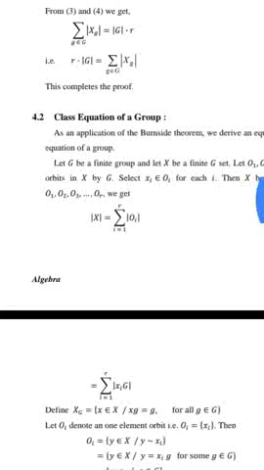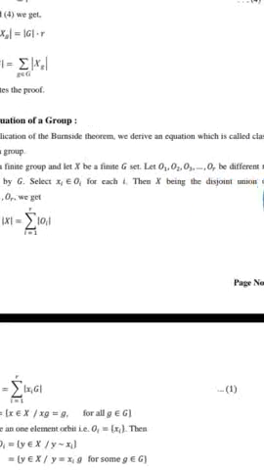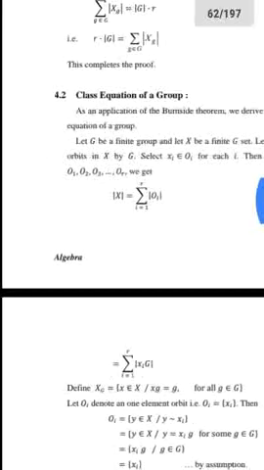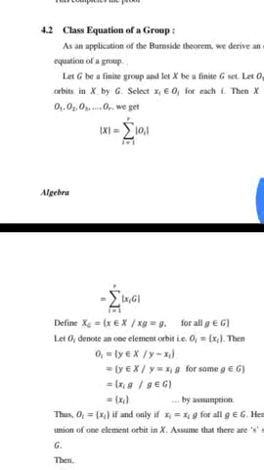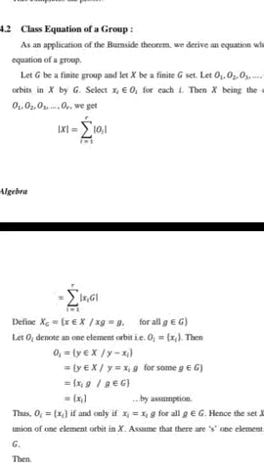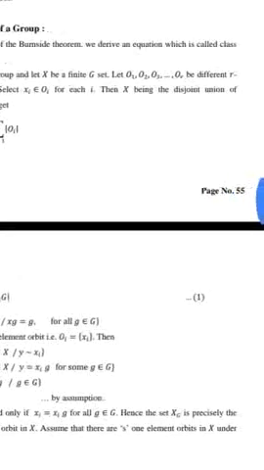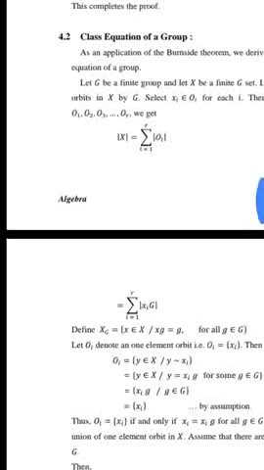Let G be a finite group and X be a finite G-set. Let O1, O2, ..., Or be the r distinct orbits in X under G. Select xi belonging to Oi for each i. Then X being the disjoint union of O1, O2, ..., Or, we get the cardinality of X equals the summation of the cardinalities of Oi, for i equal to 1 to r, which equals the summation of the cardinality of the orbit of xi for i equal to 1 to r.